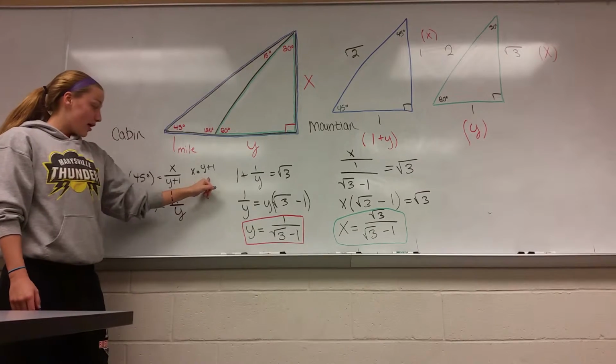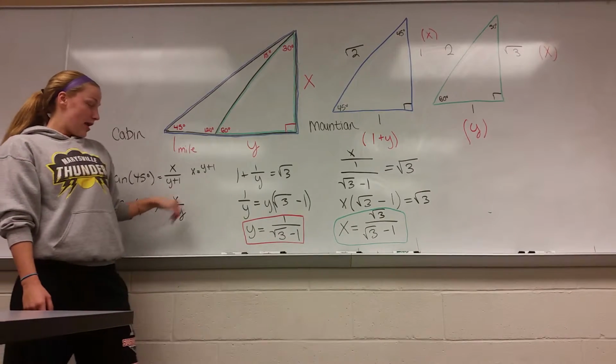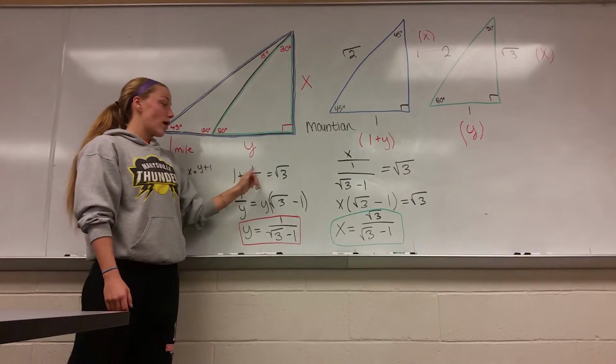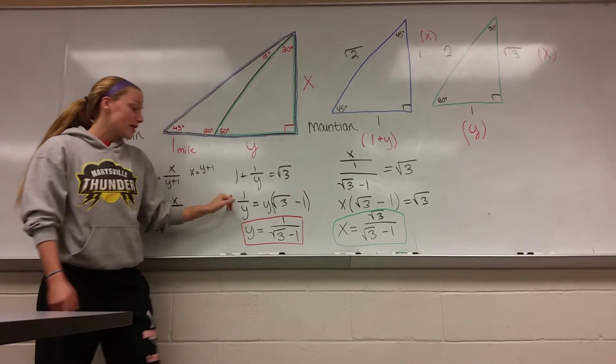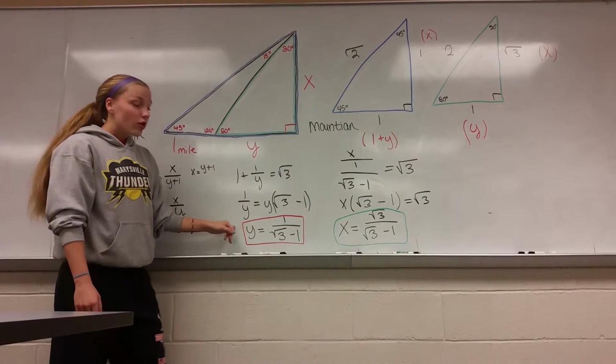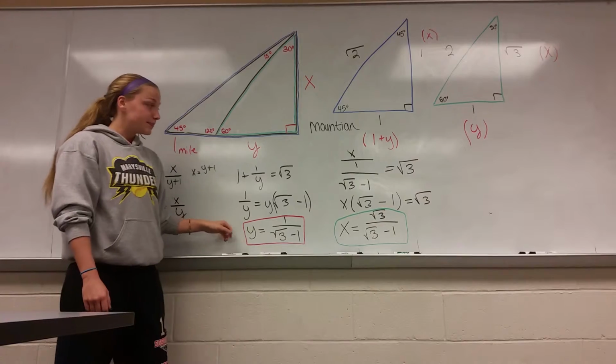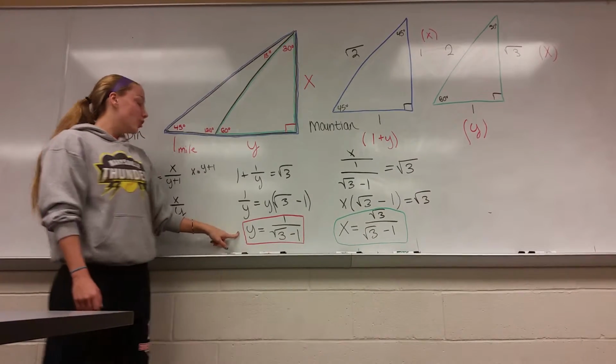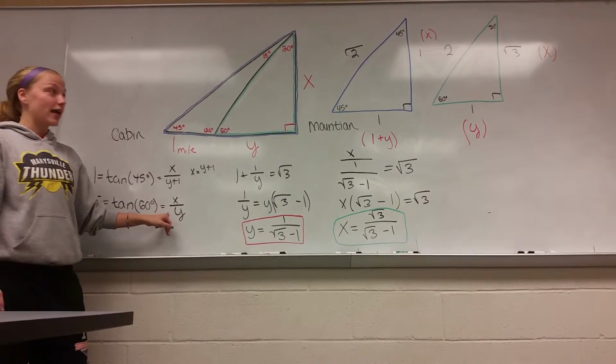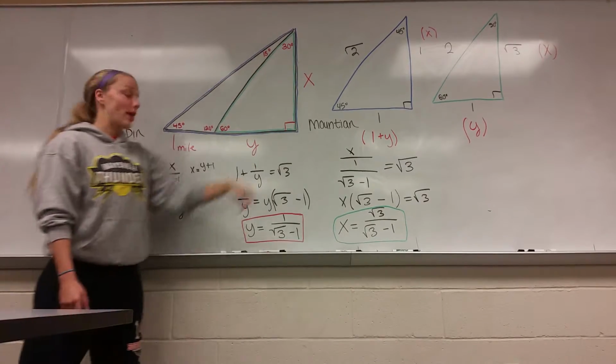So then we're going to plug that into this equation and get 1 plus 1 over y equals the square root of 3. When you solve that down, you get y equals 1 over the square root of 3 minus 1. So then when we find y, we need to plug it back into this equation to find x, because we're looking for the height of the mountain.